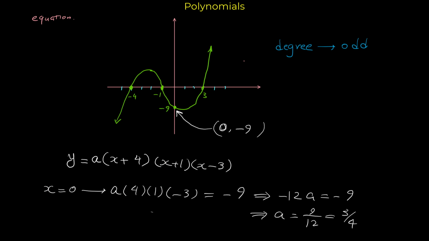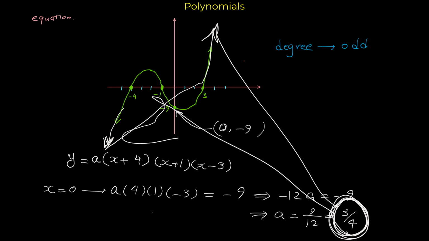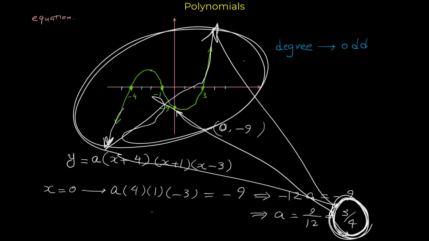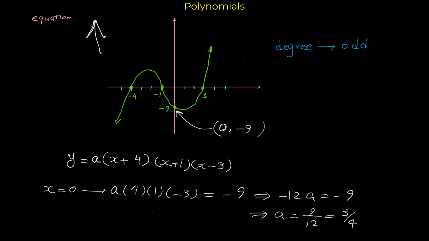As we expected, we got a positive value for the leading coefficient, which makes sense because the left end is going down, the right end is going up, so the leading coefficient should be positive. If this was negative, then it couldn't be this graph, because when this is negative and it's odd degree, then the left end is going up, the right end is going down. So this answer is right, and it confirms that this value of a is for this graph.